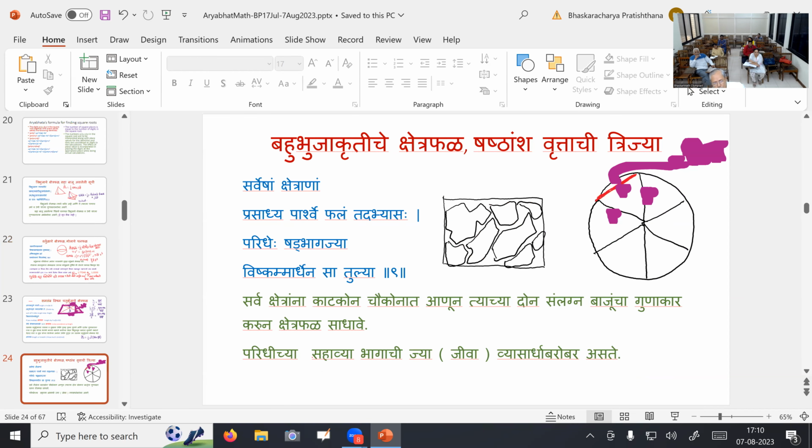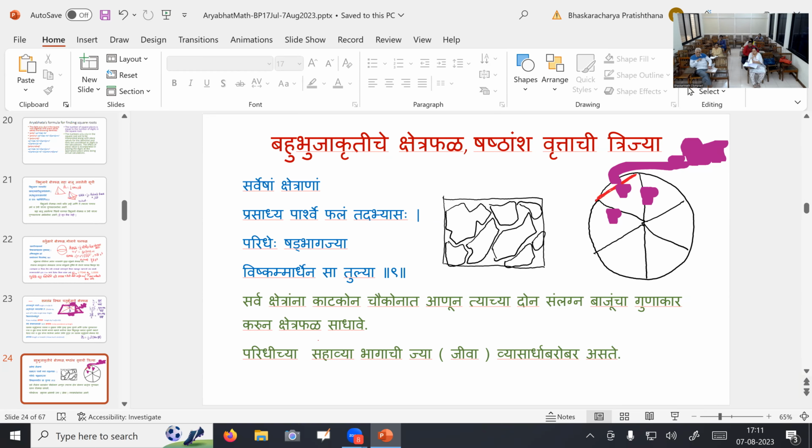In general also, in this last verse, he gives: sarvesham kshetranam prasadya parshve phalam tad abhyasaha. The explanation of Shankar Abhyankar is that if there are arbitrary such figures and you want to find their total area, then you bring them into some rectangle and approximate by the area of the rectangle. Parshve means they bring them together. Then you can get the Phalam, Kshetraphal.